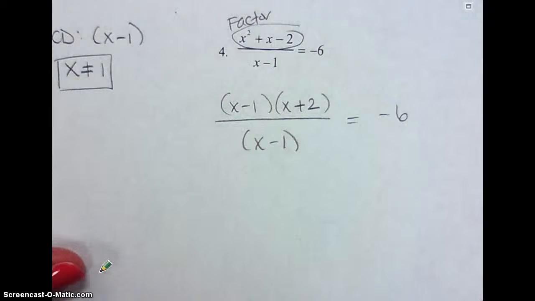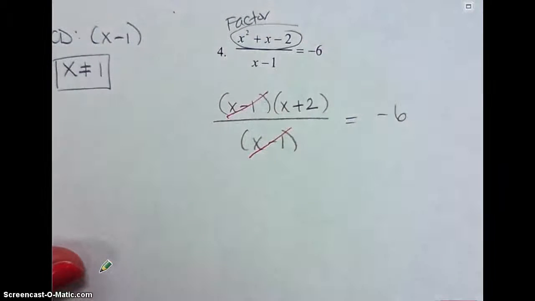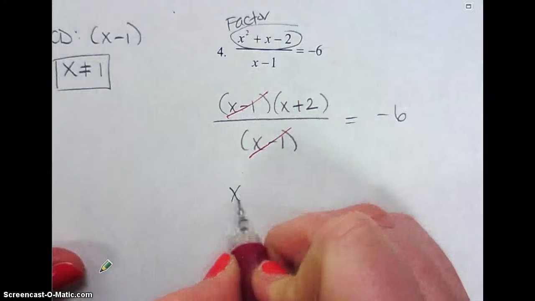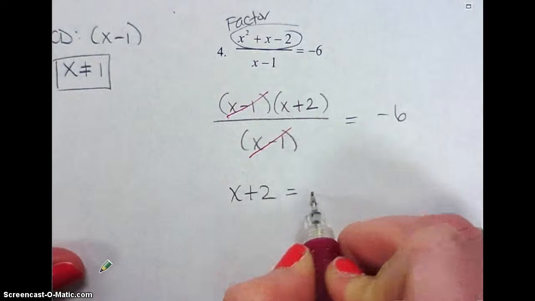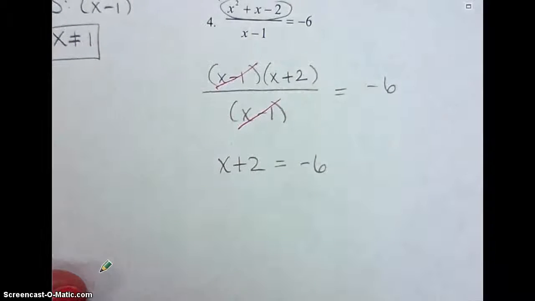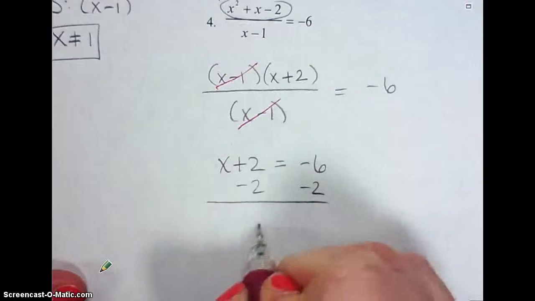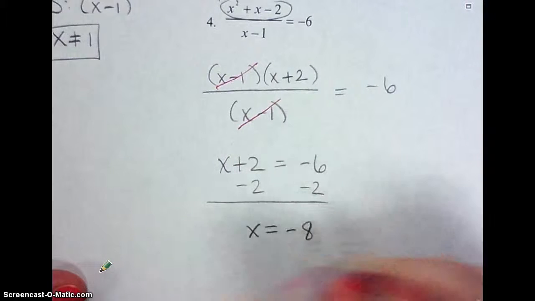So what can I cross out, or how can I simplify? Yeah, these cancel. So this just saves you work. So now I have x plus 2 equals negative 6. What does x equal? Yeah, negative 8. Subtract the 2. X equals negative 8.